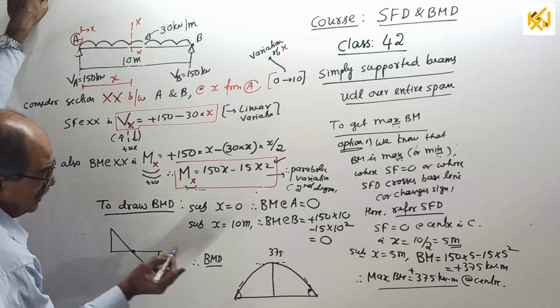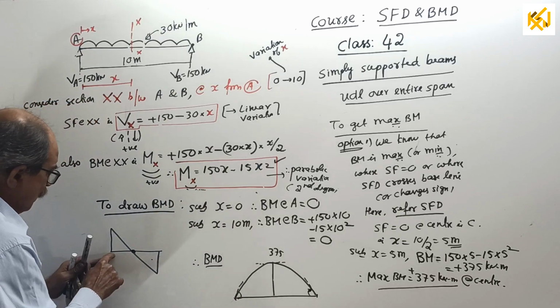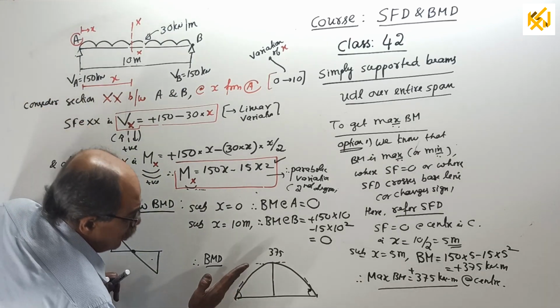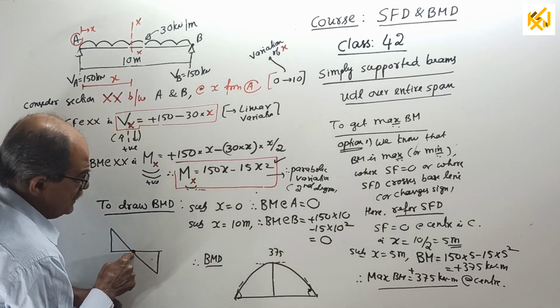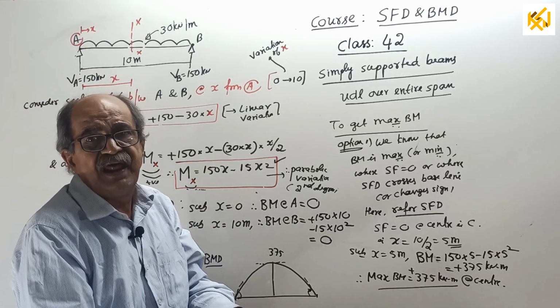Shear force is 0 here, so slope is 0 here. As you go from here to here, shear force reduces, so the slope should keep on reducing. Finally, when you reach the center, slope should be 0. Then again the slope will start in the other direction.